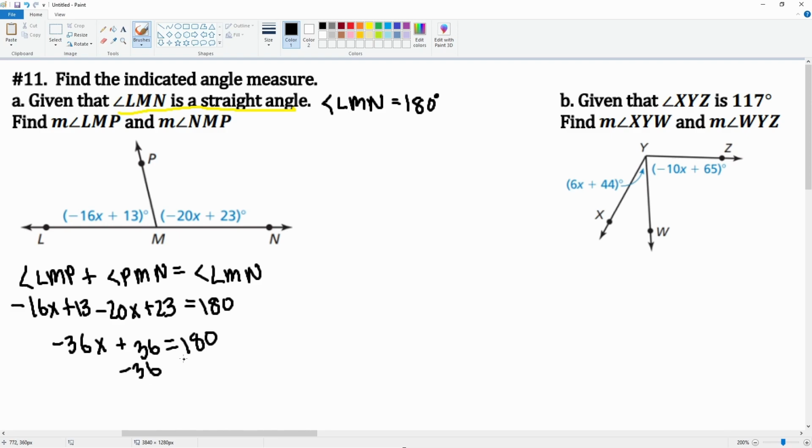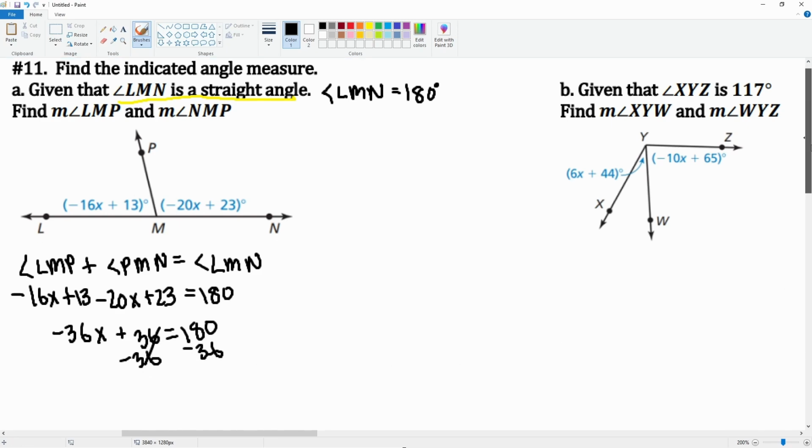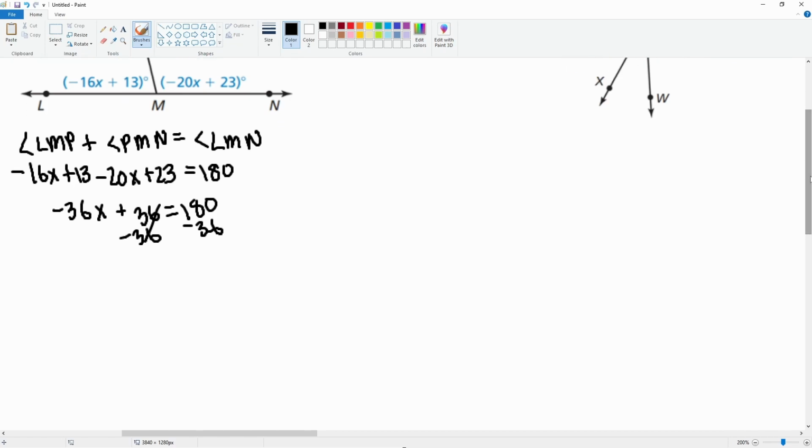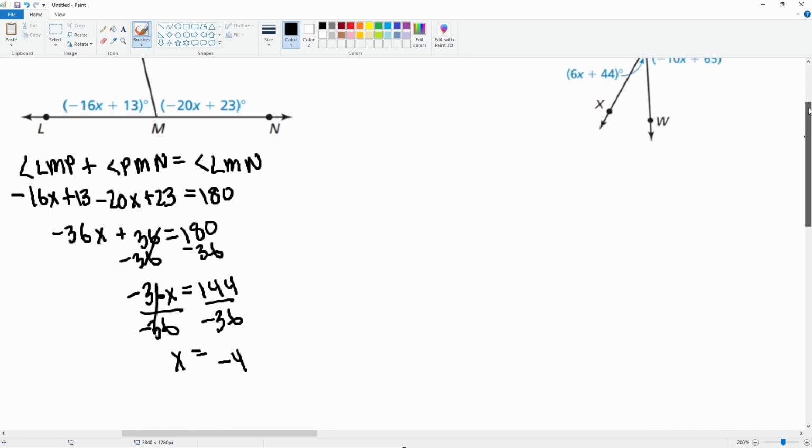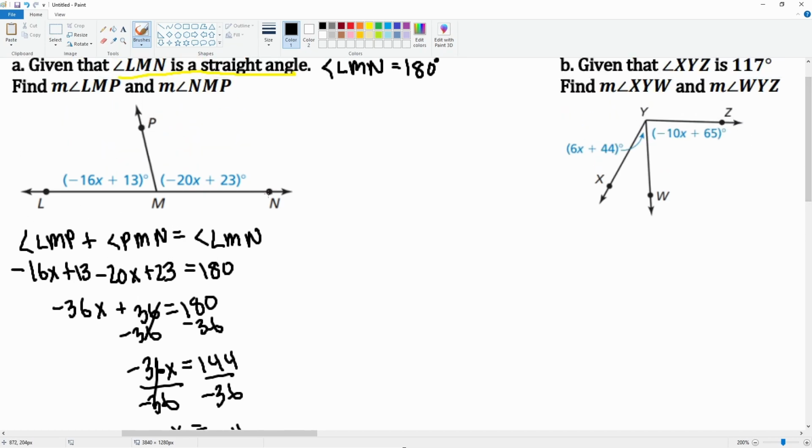Subtract 36 from both sides. This does cancel. 180 minus 36 is 144. Negative 36x is equal to 144. Divide by negative 36, divide by negative 36. X is equal to 144 divided by negative 36. That gets me x is equal to negative 4. Don't freak out, because we're asked to find these two angles.